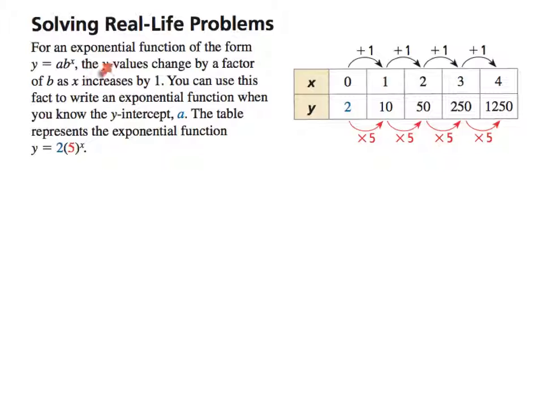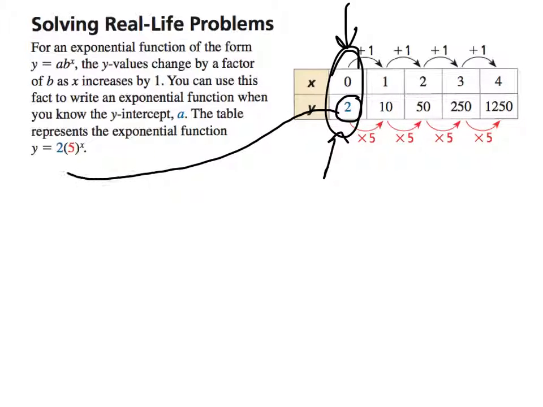Solving real-life problems. For an exponential function of this form, the y values change by a factor of b as x increases by 1. So you can look at the example. You can use this fact to write an exponential function when you know the y-intercept. You must know the y-intercept, which is right here. The table represents the exponential function. Here's how you get it. If you start at 2, that's your a, that goes right here. This number, the factor that you multiply by every time, is what b is.